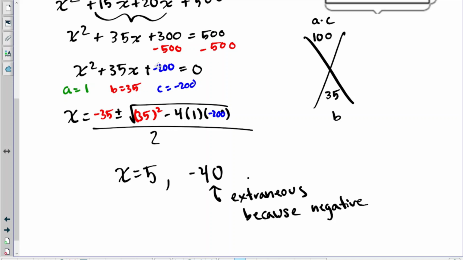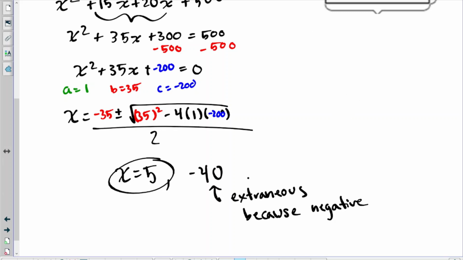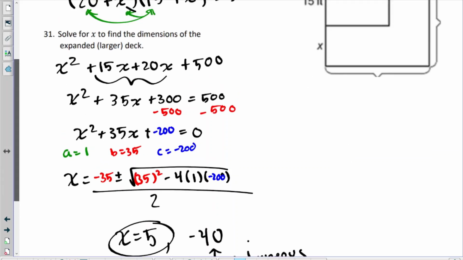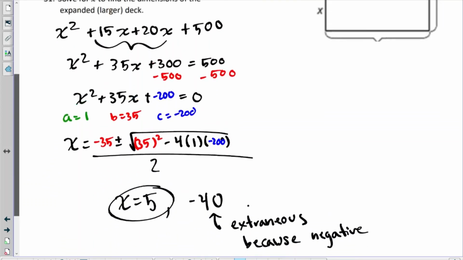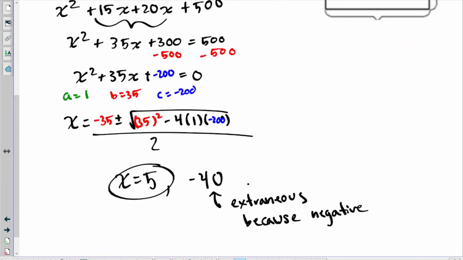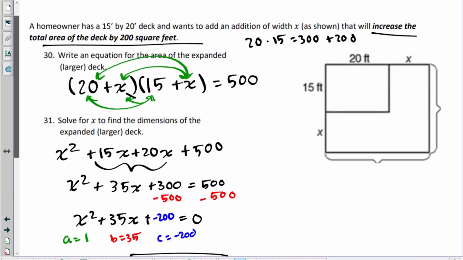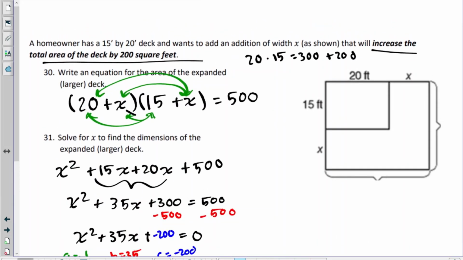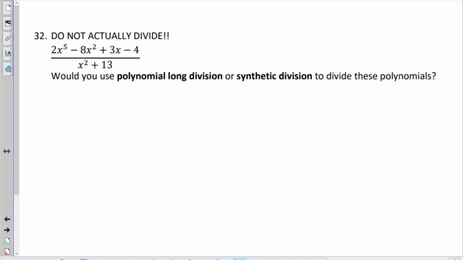And then that totally changes my factor thing too, which we maybe could have done in our heads that way, but there you go. Okay, so x equals 5 is my answer. So that means that x must be 5 feet longer. So 5 feet. Sorry about that. That's why you got to read the problem, okay? Cool. Do not actually divide.